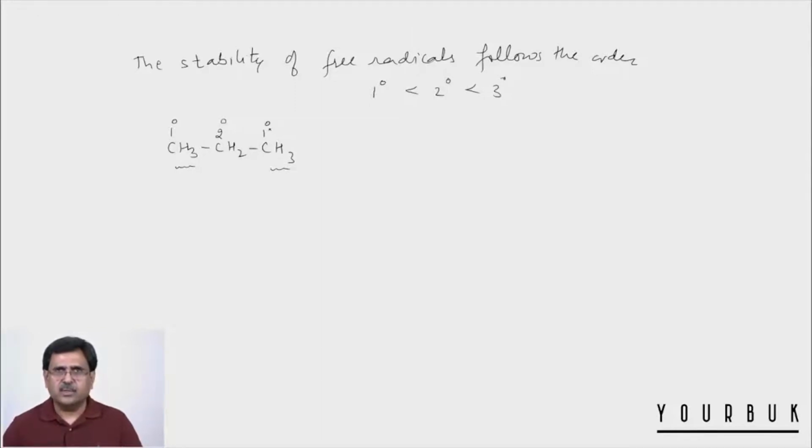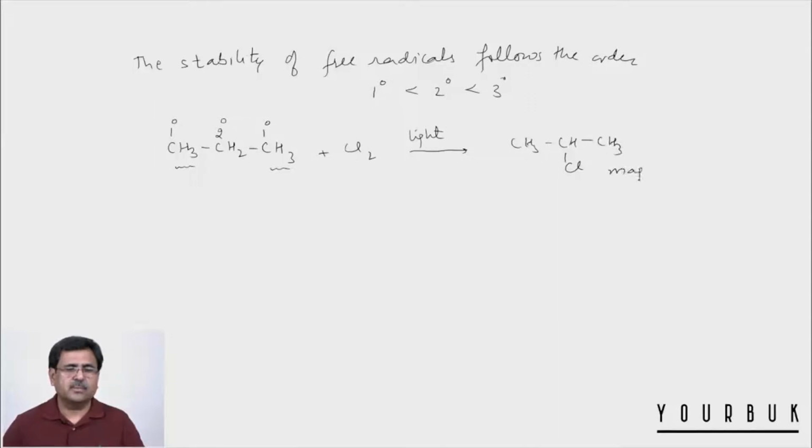So you have to see replacement of which hydrogen gives you a stable free radical. Now replacing hydrogen of the 2 degree carbon gives you 2 degree free radical and hence stable. So when we react this compound with chlorine in the presence of sunlight, it gives 2-chloropropane as the major product.